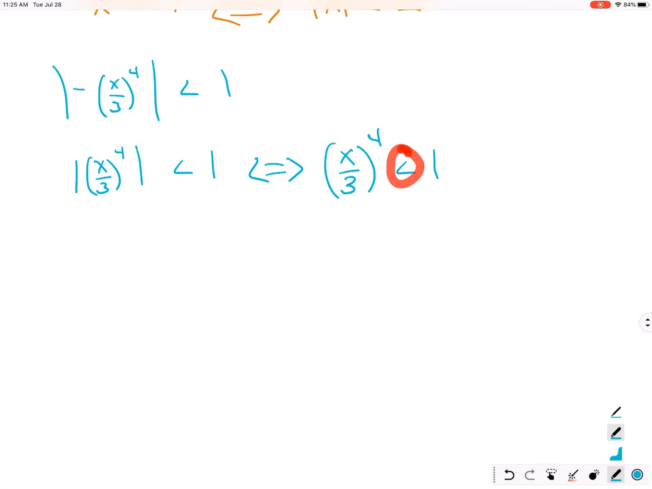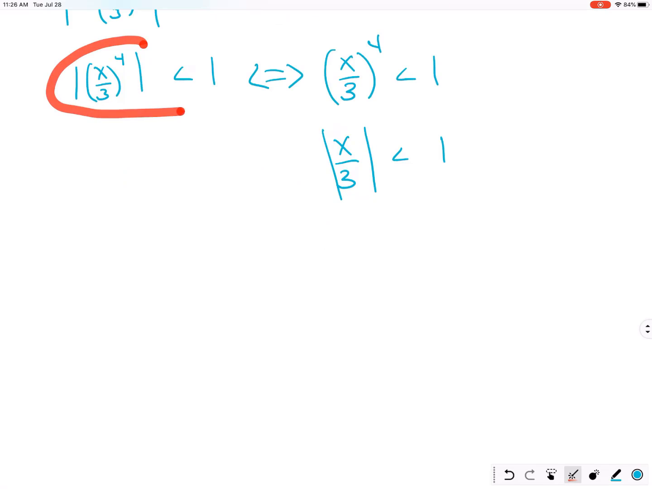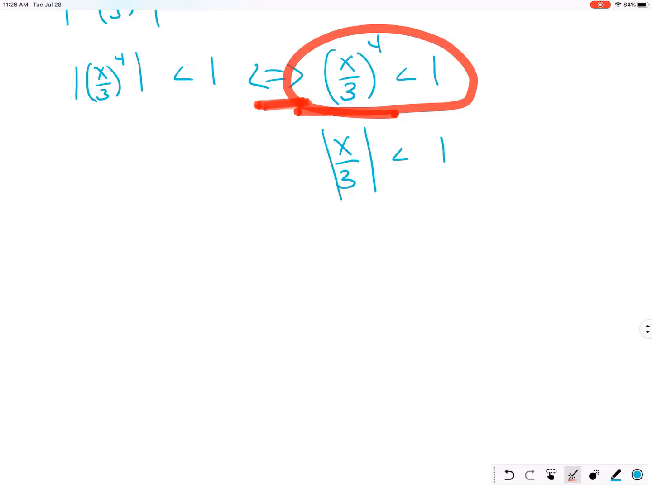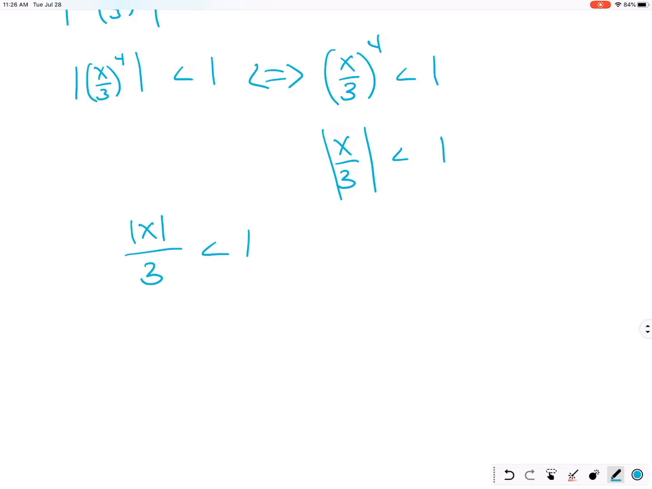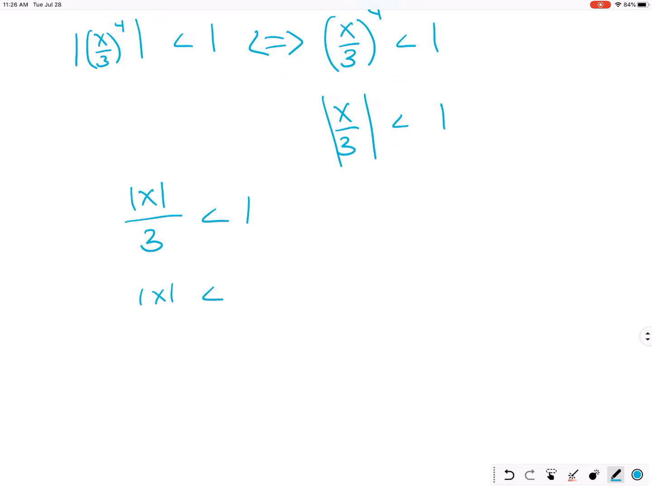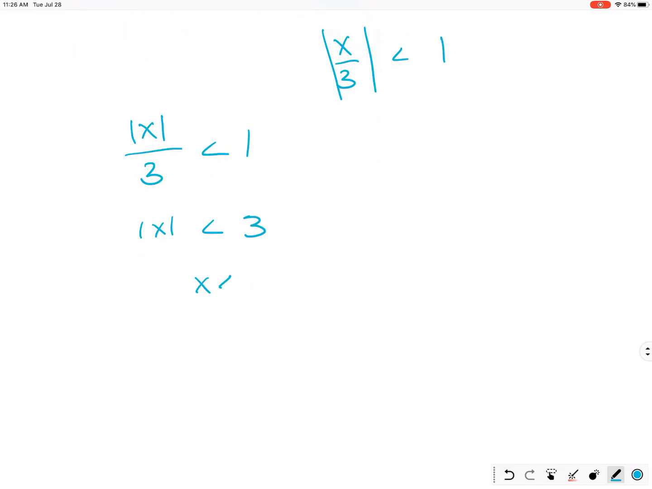So from that inequality, I can say that this is x over 3 less than 1, but I need to take the absolute value. When I'm writing this, I tend to go right to that and skip this interim step. And then this, of course, is the absolute value of x over 3 is less than 1, and then the absolute value of x is less than 3. And then by definition, this is x lies between 3 and minus 3.